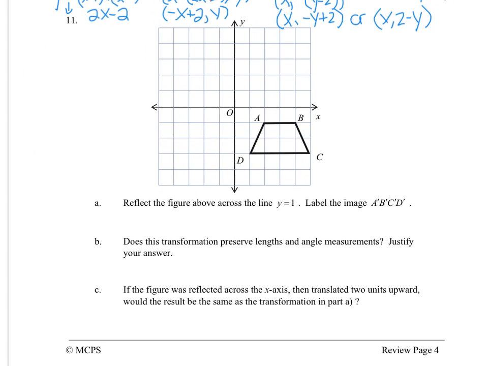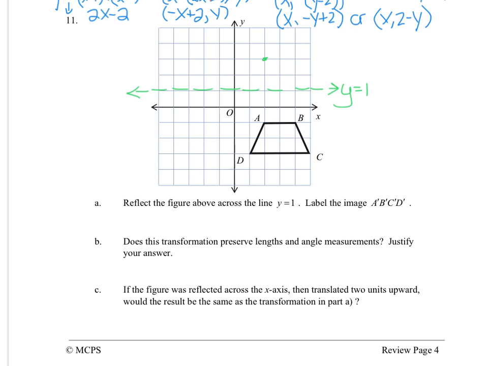Question number 11, we're looking at part A. It says to reflect the figure above across the line y equals 1. We're going to label the image A prime, B prime, C prime, D prime. So y equals 1 is a horizontal line right here. Y equals 1. So we know that we're going to be going a distance of 2 to get to y equals 1, so a distance of 2 away.